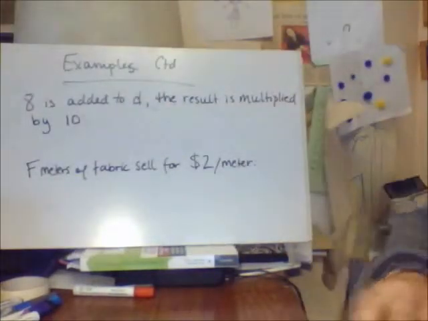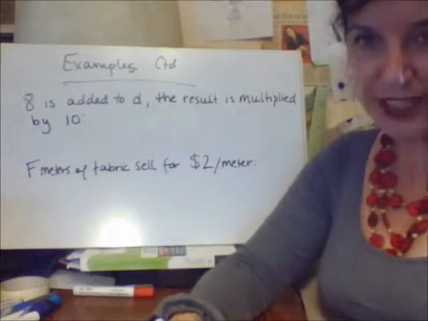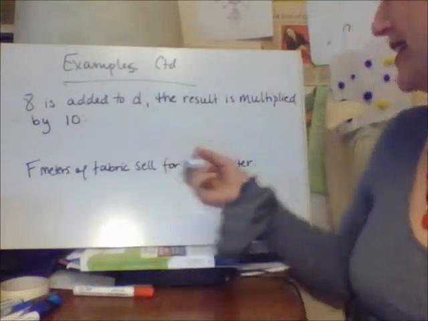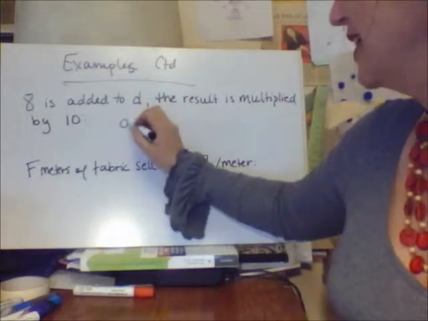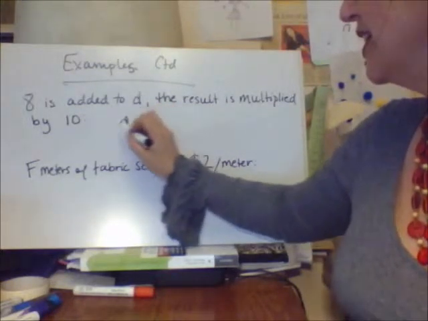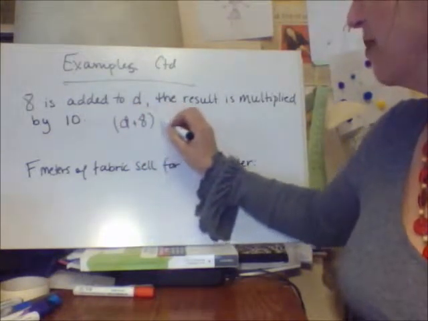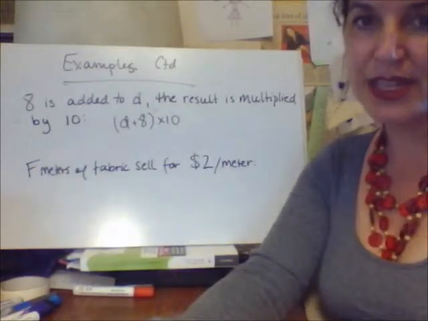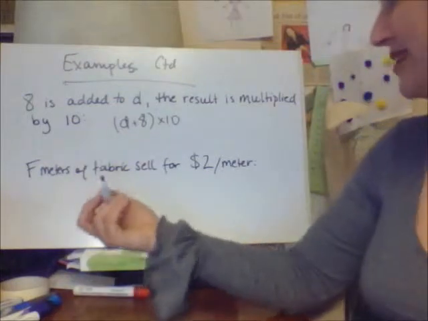Some more examples. Okay, this one's pretty straightforward. 8 is added to D, and then the result is multiplied by 10. So you're just going to have D plus 8. You're going to multiply that by 10. So there's your answer, (D + 8) times 10.